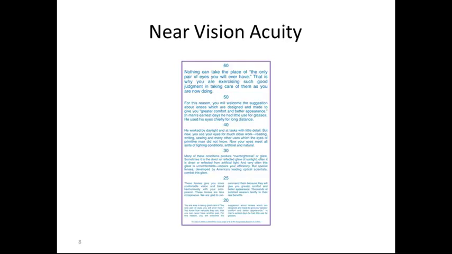Here is an example of the Jaeger near vision test. As you can see, there are different size fonts and a number above them. You would then record which paragraph they last read with less than 2 mistakes.